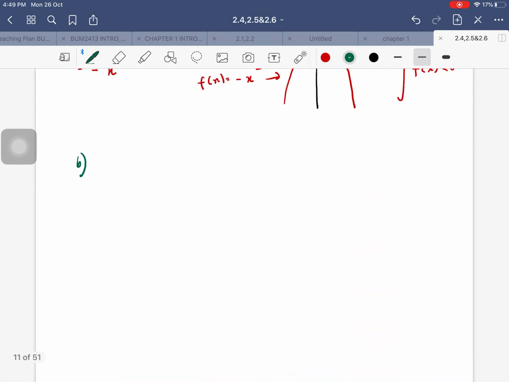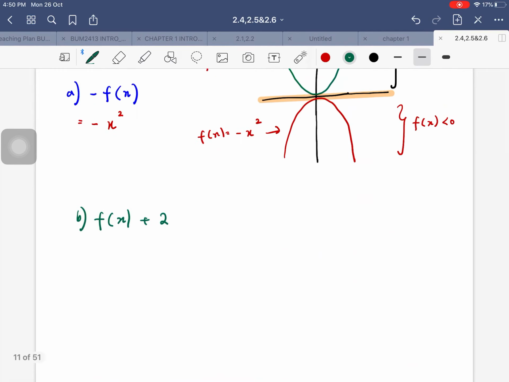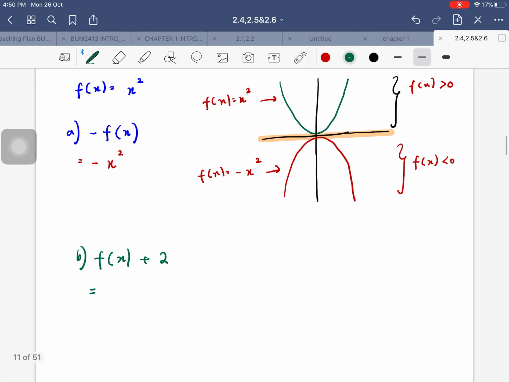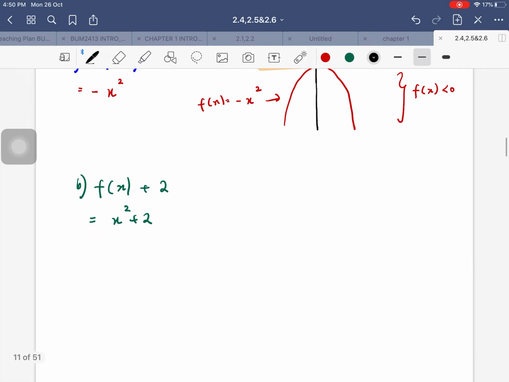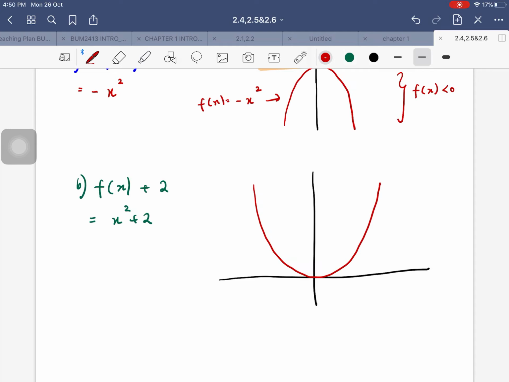Okay, let's have a look at b. So what should I do for b? It says that I have to make it into f of x plus 2. So now it's going to be f of x plus 2. So my new function is going to be f of x, which is equal to x squared, so it's going to be x squared plus 2. So let's start with the original graph. I know I'm going to need only until that. So this is my original graph, the graph of f of x equals x squared.